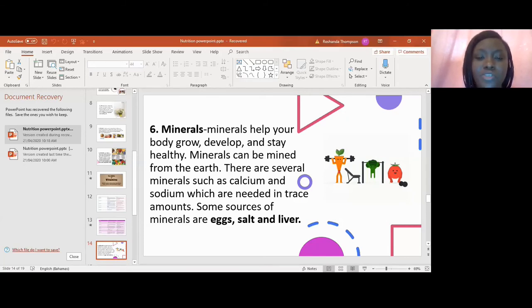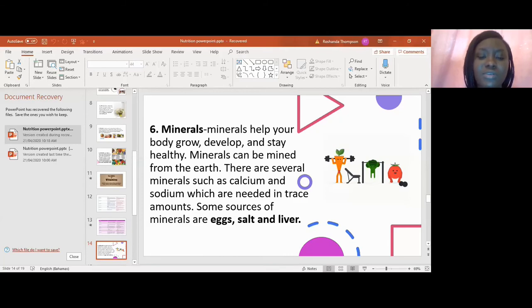Minerals help your body to grow, develop, and stay healthy, right? Similarly to vitamins, minerals are in charge of overall health in the body. Minerals can be mined from the earth, so they occur naturally. They are naturally occurring substances. There are several minerals such as calcium and sodium, which are needed in trace amounts. Generally, minerals are not needed in large amounts. All right, so very small amounts of minerals go a long way for the human body.